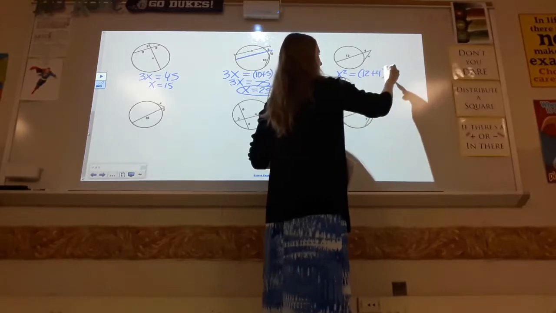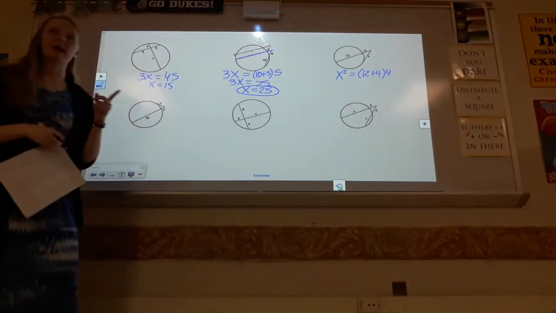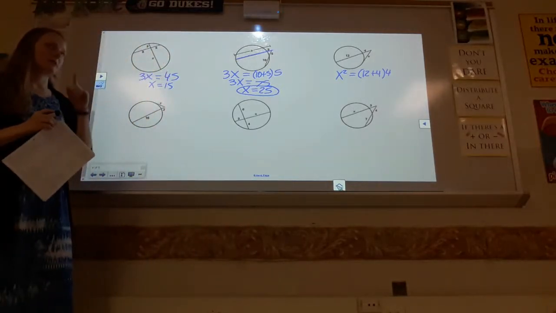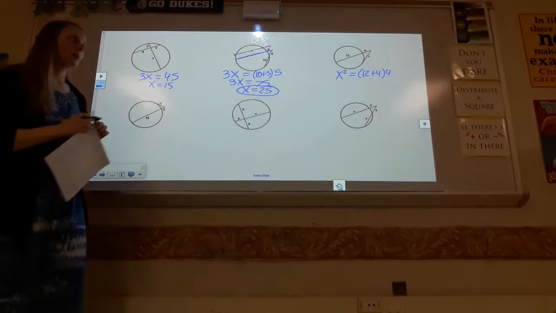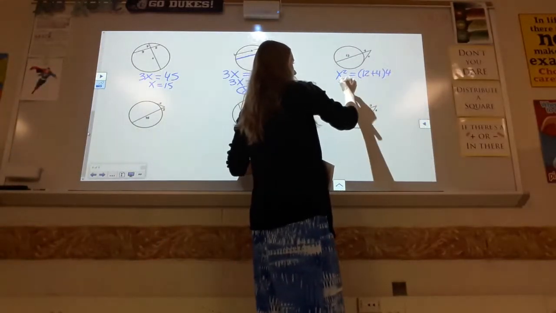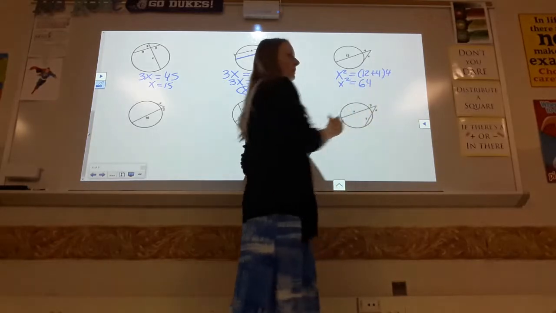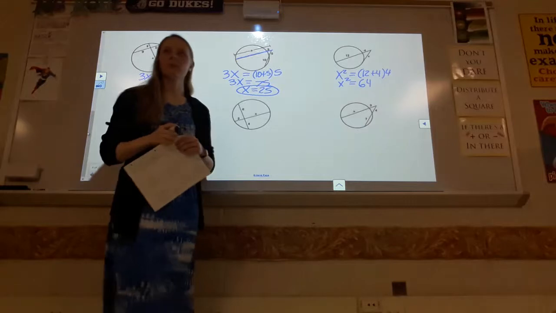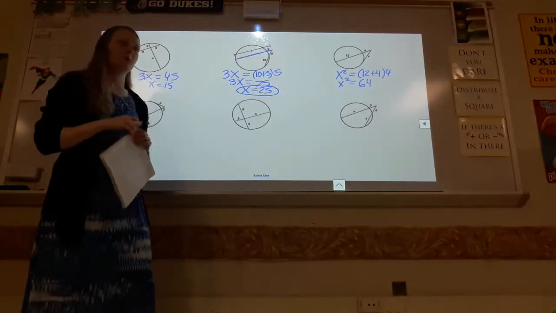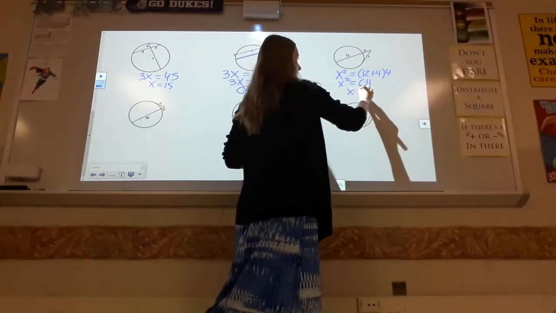times 4. Yes. The tangent gets squared, so the tangent is the x, so you would square x. But then when it's a secant, when it touches a circle twice, that's when you add the pieces together to get the full length and multiply times the outside. So x squared is equal to 16 times 4, which is 64. What's the square root of 64? Because you're trying to get to x, so you take the square root. So x would be 8.